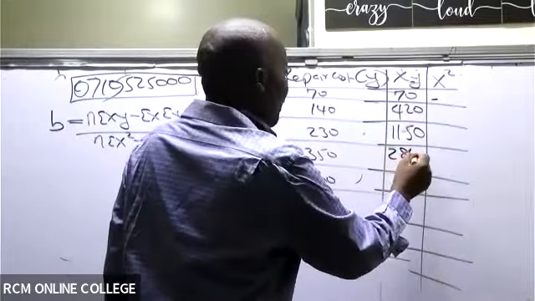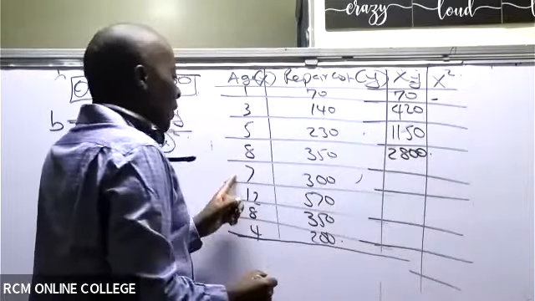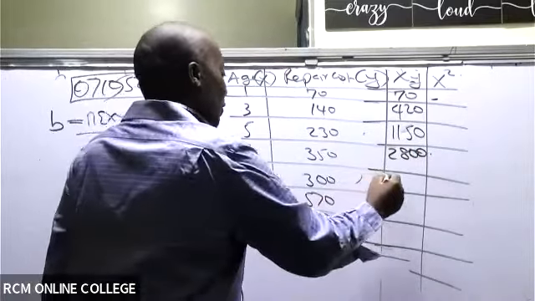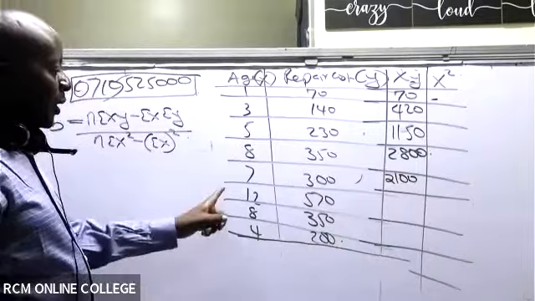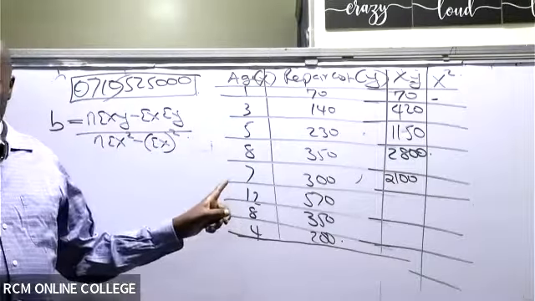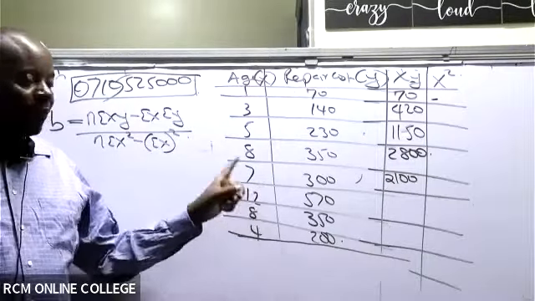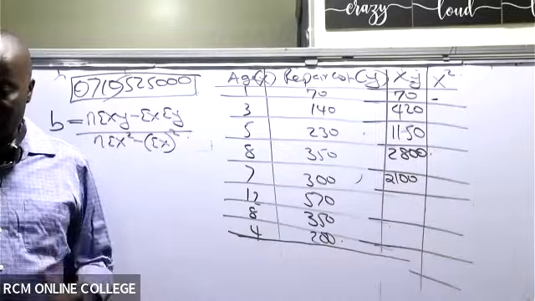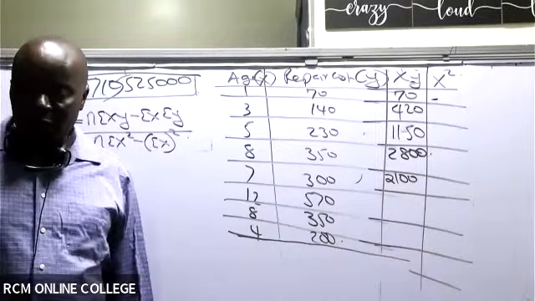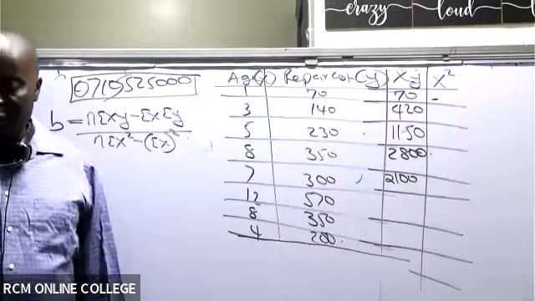So 2,800. From there, we have 7 times 300. This gives me 2,100. The next one is a bit tricky for me. You have to help me. 12 times 570. Today, you guys are very nice because all of us are really contributing, which is very good.